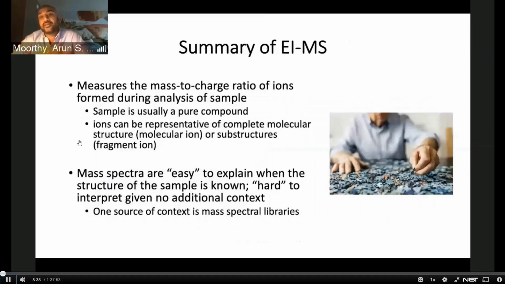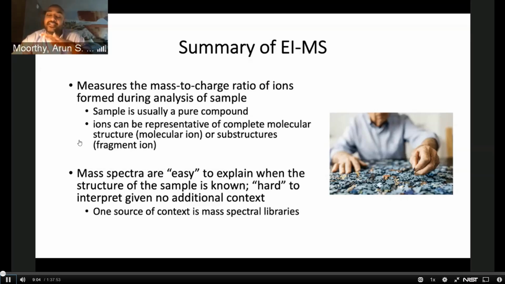And so to summarize everything I just said, the mass spectrum is a measure of mass to charge ratios of ions formed during the analysis of the sample. And so usually our EI mass spec follow GC, and so our sample is a pure compound, or our analyte is a pure compound. And the ions can be representative of complete molecular structures, so we call that a molecular ion, or substructures that we call fragment ions. This is an important message to take away.